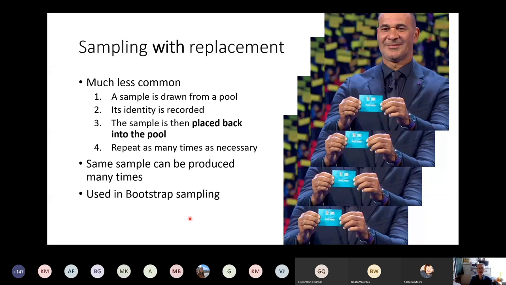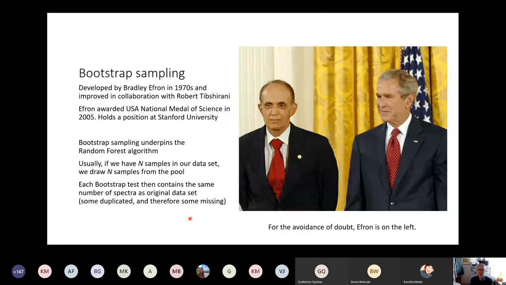We could keep going because the bowl with the cards in never gets empty, as we always keep putting things back in. So we can continuously remove things from that bowl, record the information and put it back in again. So this is sampling with replacement. We are sampling it and then replacing it back. And this is used in bootstrap sampling.